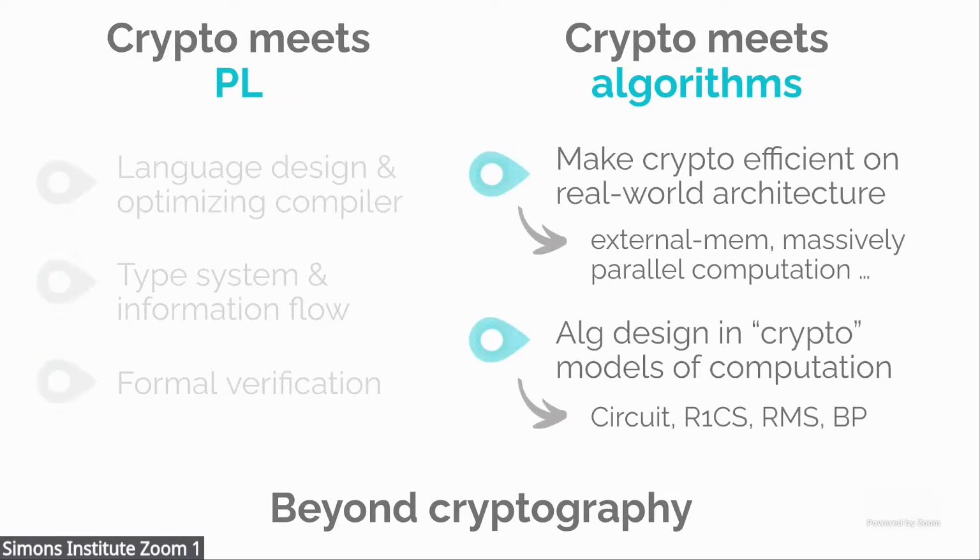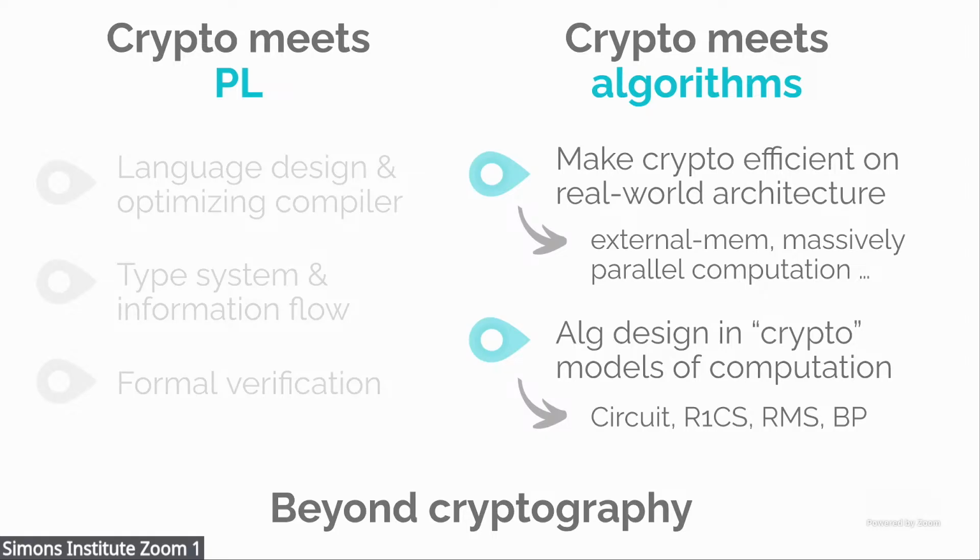Crypto meets algorithms is another big elephant in the room. And I think there are two kinds of questions in the space. One is, how can we take crypto and make it efficient on real world architectures? For instance, I gave an example today for ORAM. Even though ORAM is just a simple data structure, if we use these external memory algorithms that came out of the algorithms literature, we can get like 15,000x improvement, which is very surprising for something so simple.